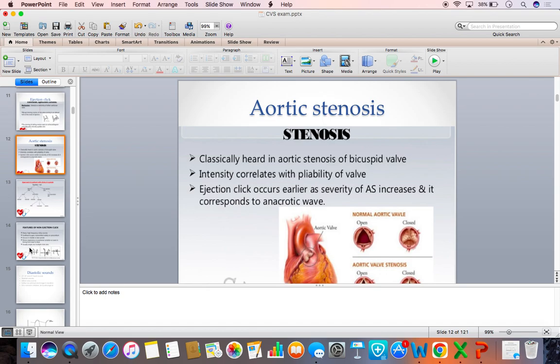If the ejection click occurs early, the stenosis is more severe. The severity of aortic stenosis is greater the closer the click is to the first heart sound.